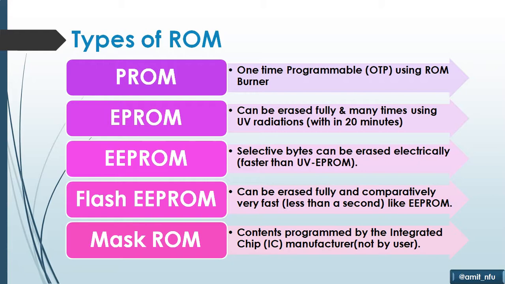But in the case of the EEPROM, the same process of erasing the content in the memory takes place with the help of electricity instead of ultraviolet rays. It takes comparatively very little time, and we can also erase selective bytes rather than the whole memory. In flash EEPROM, it erases the whole memory at a time, but it is comparatively faster, taking less than 1 second.